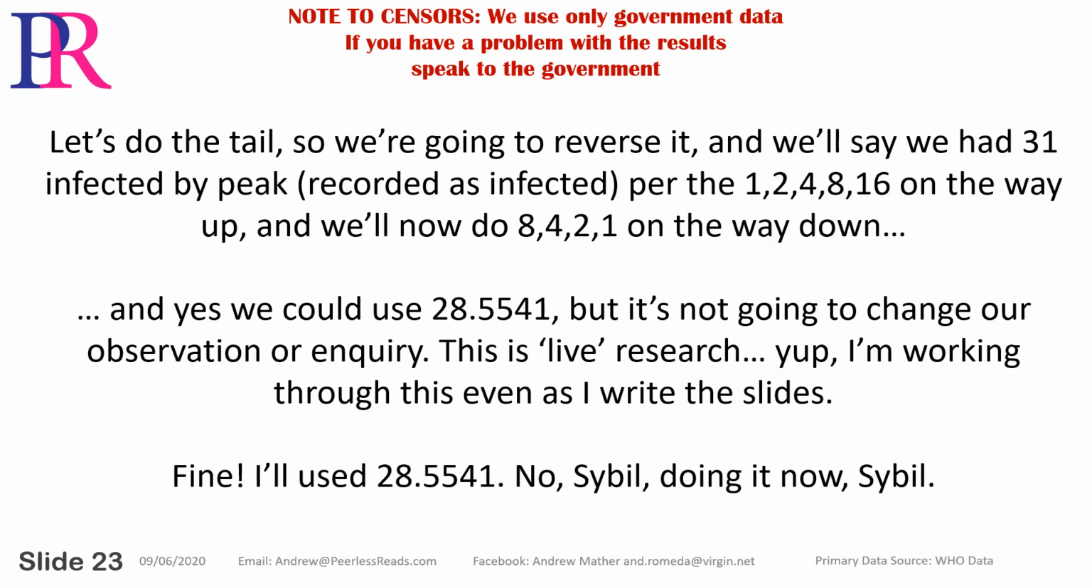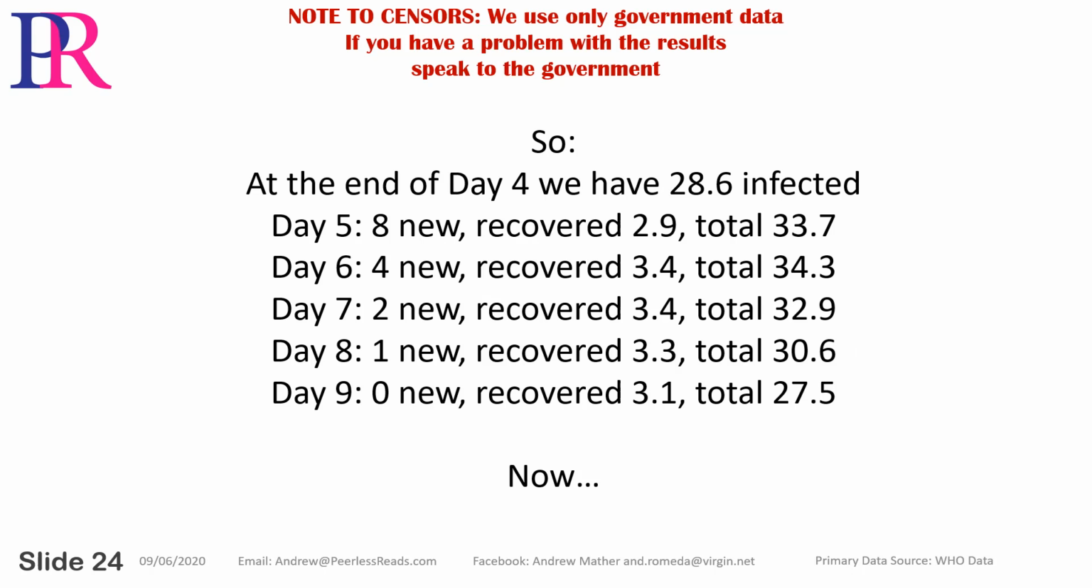Let's do the tail, so we're going to reverse it and we'll say that we had 31 infected by peak, recorded as infected, per the 1, 2, 4, 8, 16 on the way up, and we'll now do 8, 4, 2, 1 on the way down. And yes, we could use 28.5541, but it's not going to change our observational inquiry. This is live research. Yep, I'm working through this even as I write the slides. Fine, I'll use 28.5541. No Sybil, doing it now, Sybil. So, at the end of day 4, we have 28.6 infected.